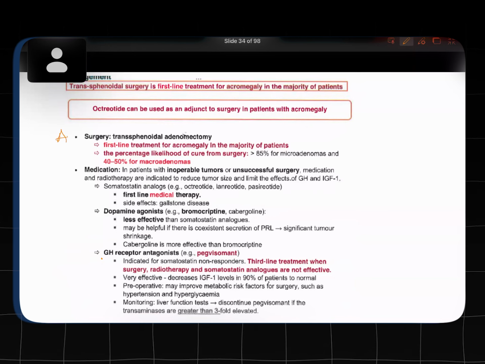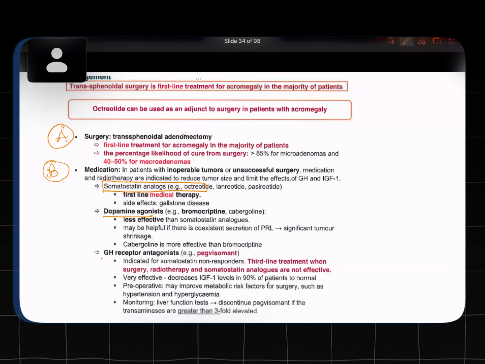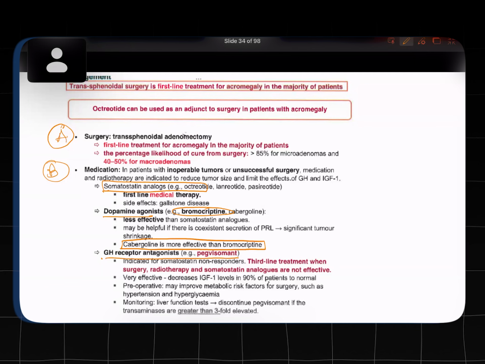So this was the first line, surgery. Among second line, we have discussed octreotide, that is a somatostatin analog. What are the other options? Dopamine agonists like bromocriptine. Cabergoline recently has come out to be more effective than bromocriptine. And also there is a GH receptor antagonist, pegvisomant. It is a third line treatment.